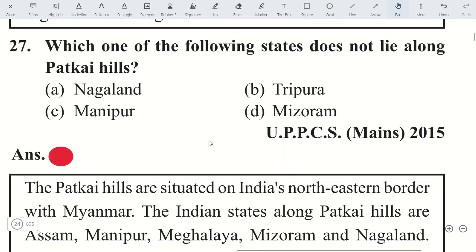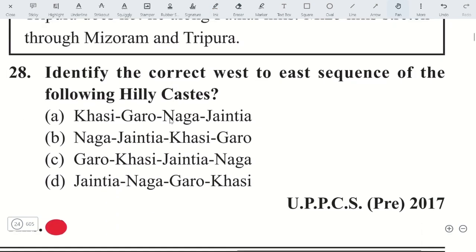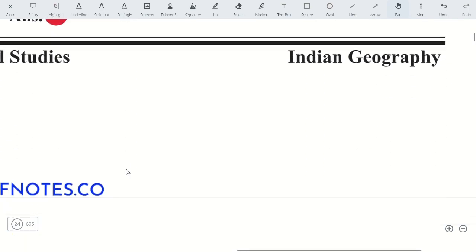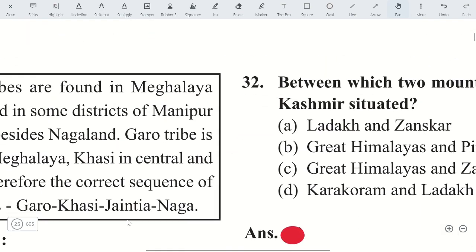Which one of the following states does not lie along Patkai hill? It is Tripura. Nagaland, Manipur, and Mizoram lie along the Patkai hill. Question: identify the correct west to east sequence of the following hill ranges: Khasi, Garo, Naga, Jaintia. The C option will be correct: Garo, Khasi, Jaintia, and Naga. Let's move on to the next question.